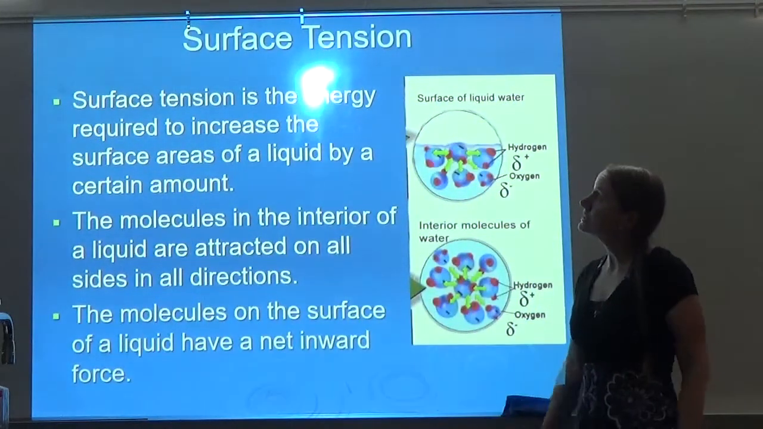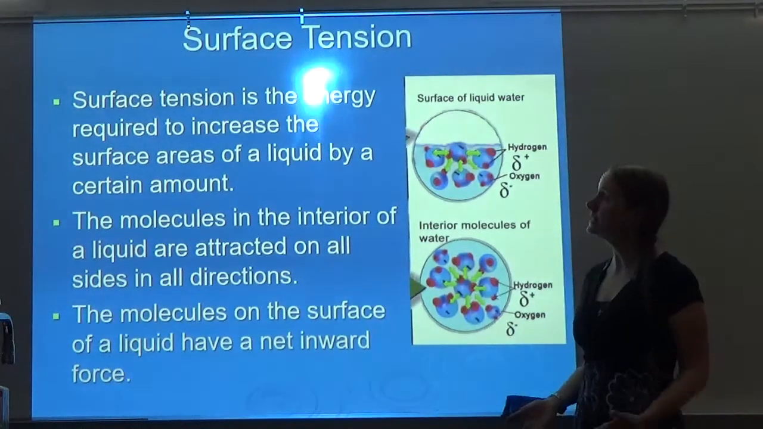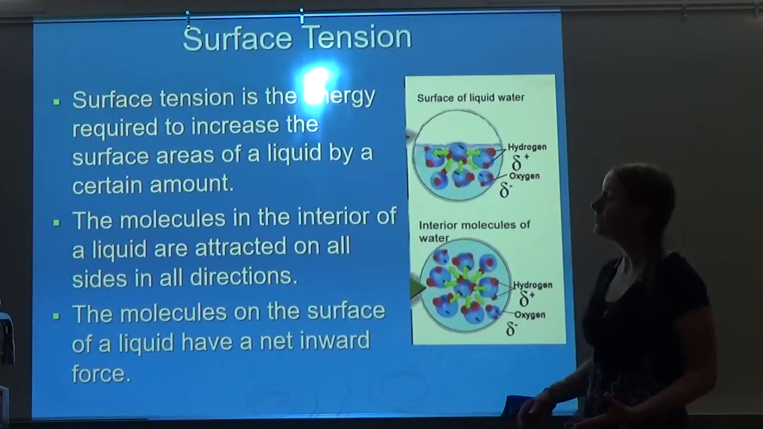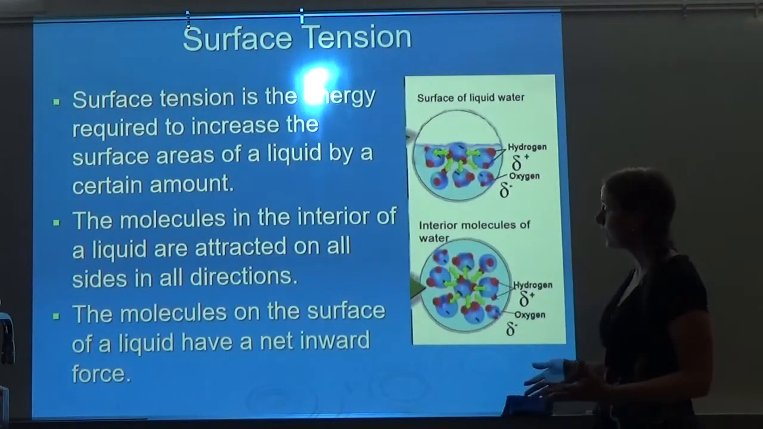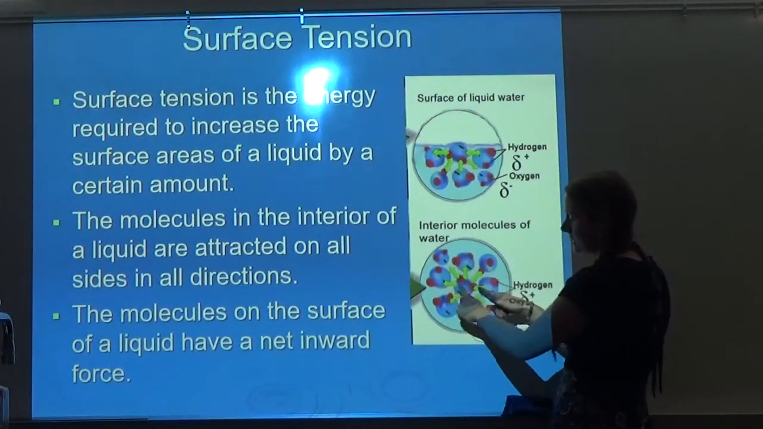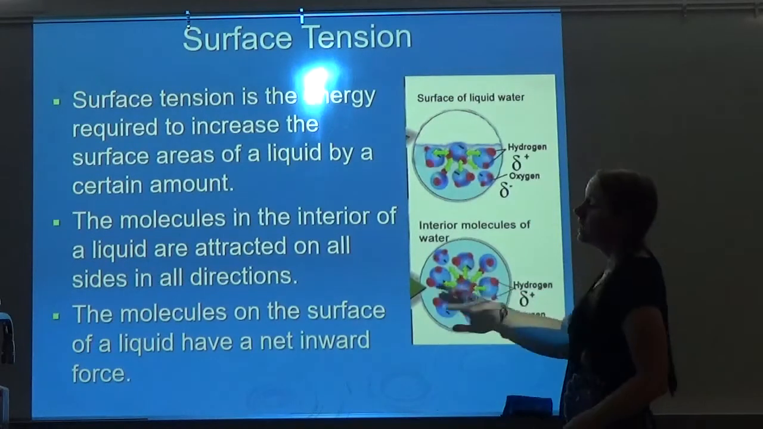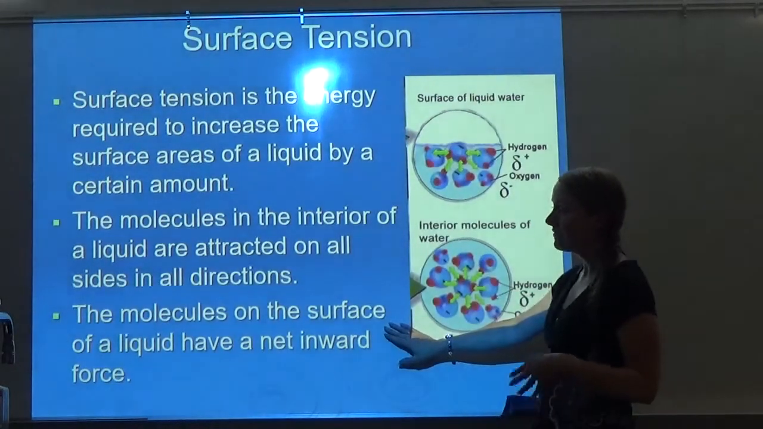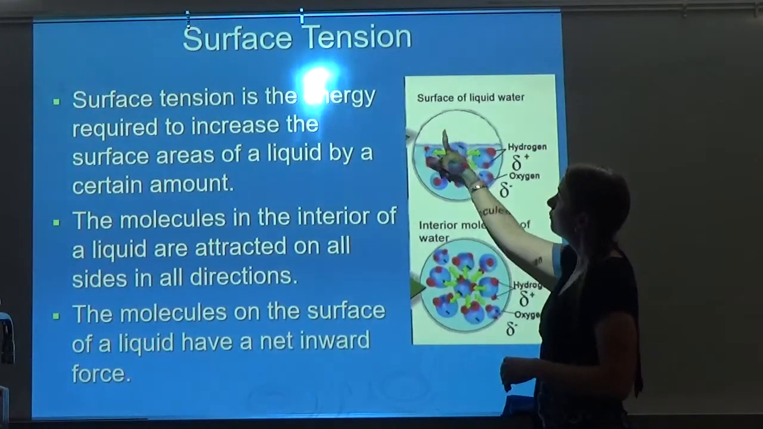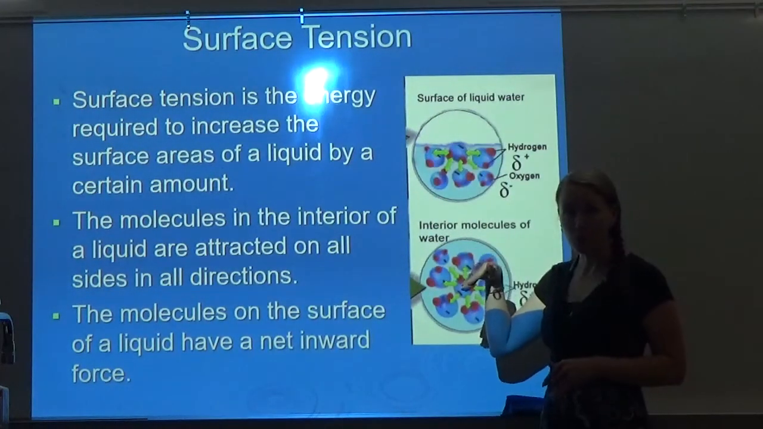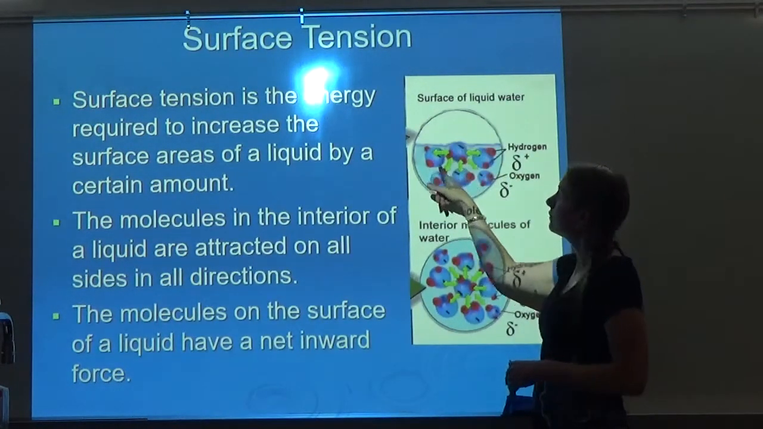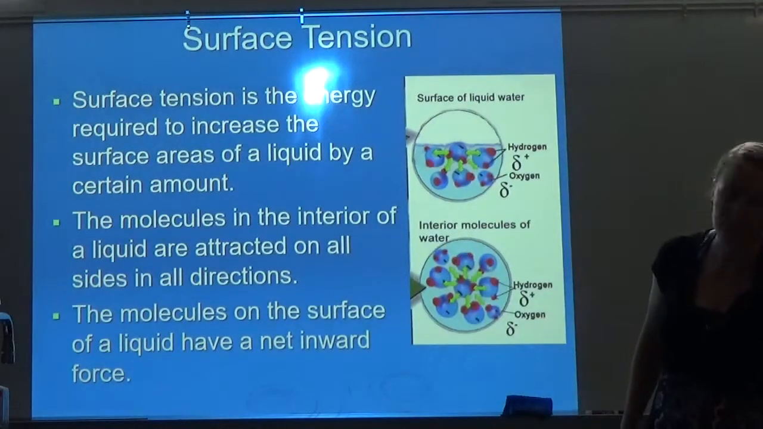Surface tension is the energy required to increase the surface area of a liquid by a certain amount. The molecules in the interior of the liquid are attracted on all sides, in all directions. When we have a molecule down in the liquid, it has intermolecular forces in all directions. The molecules on the surface of the liquid have a net inward force, into the liquid. On the surface, there are no forces counteracting this downward pull, and that causes surface tension. Of course, the stronger the forces, the more surface tension it would have.